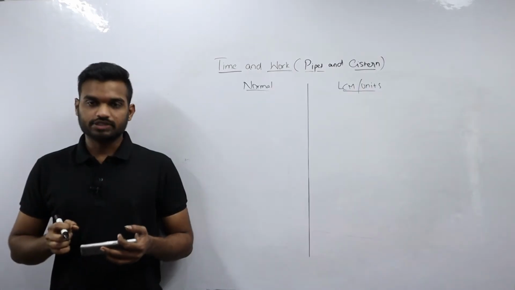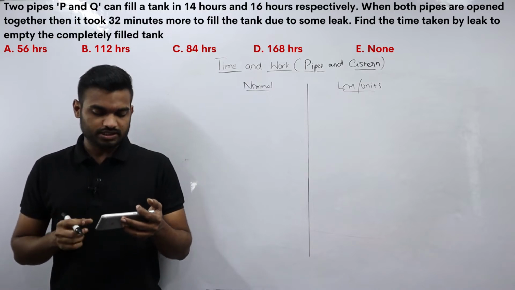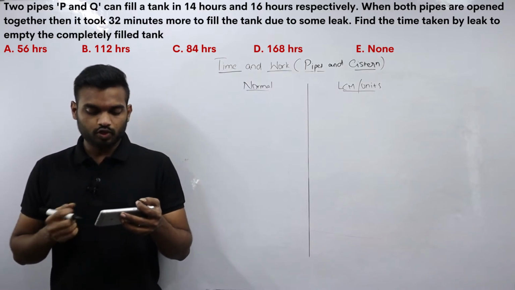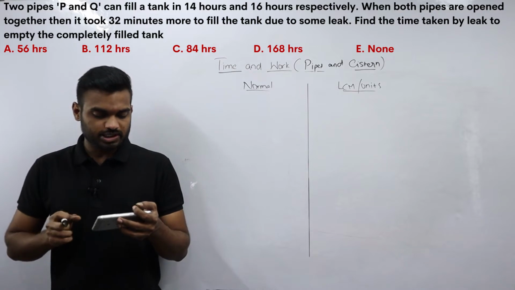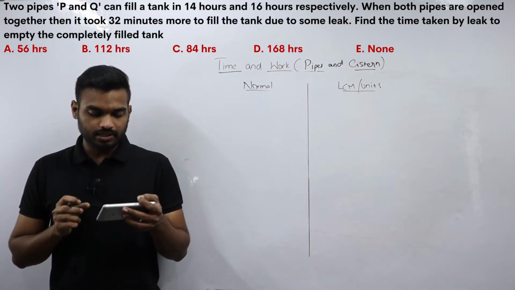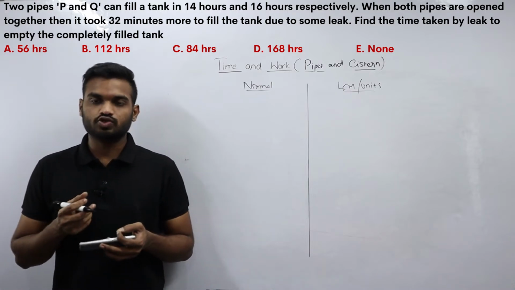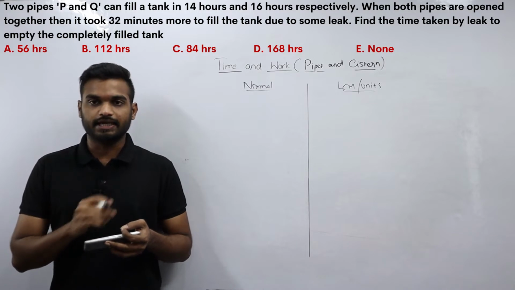Now let's see the second question. They are saying that 2 pipes P and Q can fill a tank in 14 hours and 16 hours. When both pipes are opened together, it took 32 minutes more time to fill the tank due to some leak. Find the time taken by the leak to empty the completely filled tank. So we need to find out the total time taken for the leak to empty the entire tank.